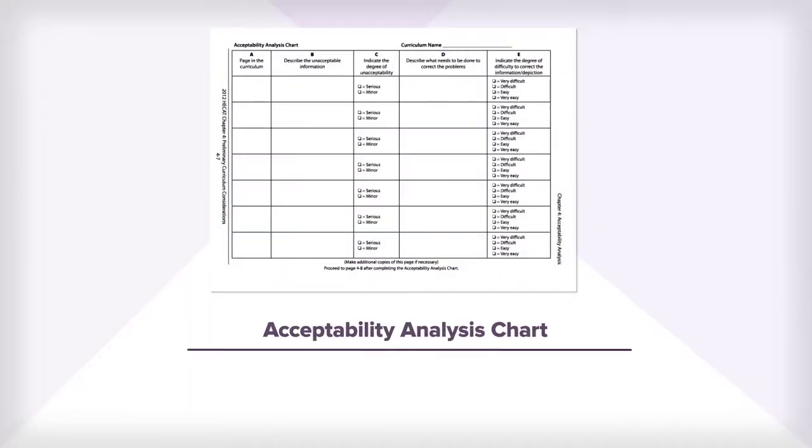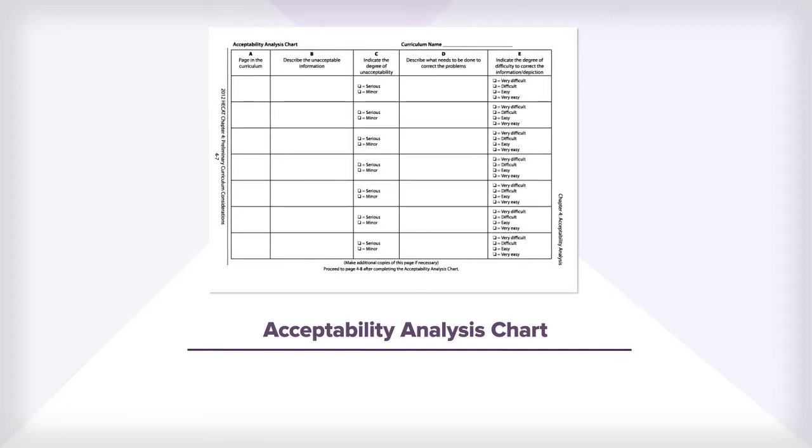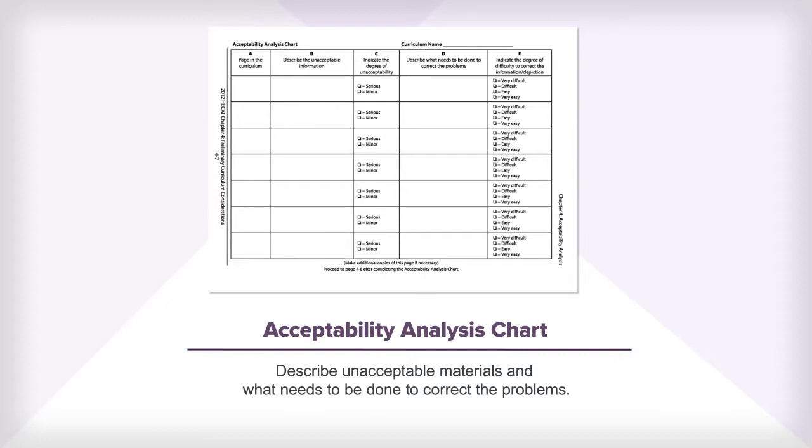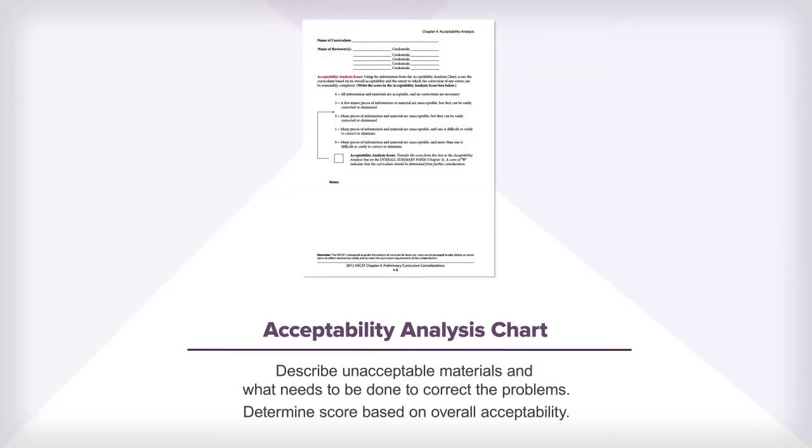The acceptability analysis chart is completed in a similar way as the accuracy analysis chart. If text, pictures, graphics, or other materials are unacceptable, describe them and what needs to be done to correct the problems. Determine the acceptability analysis score based on the overall acceptability of the curriculum. This score is also transferred to the overall summary forms.